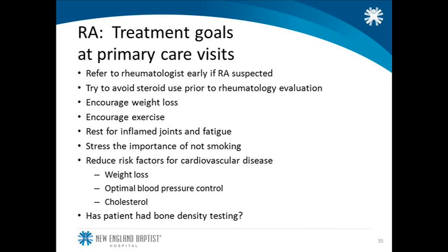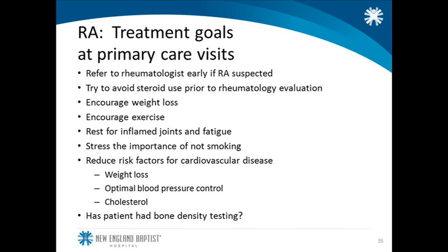If a patient is overweight, encouraging weight loss is helpful. Exercise is helpful for these patients in reducing their symptoms and maintaining function. If a patient has a flare with inflamed joints and fatigue, rest is also important. This does not mean that they should stay in bed all day, but they should balance their periods of activity with periods of rest, perhaps going to bed earlier each night and scheduling a rest period during the day.